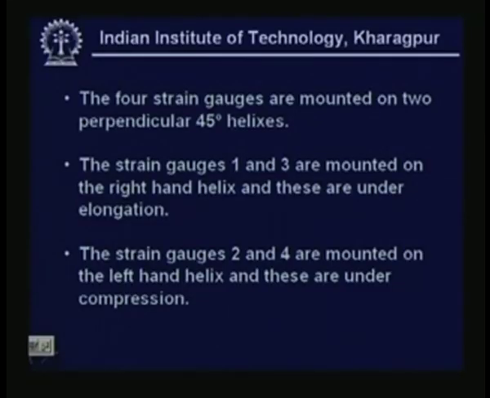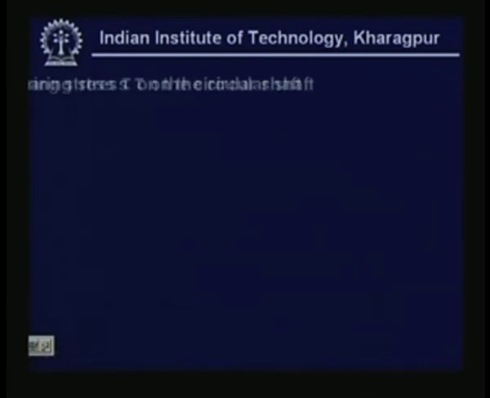We have also seen in the previous cases, when 2 strain gauges are under elongation and 2 strain gauges are under compression, we can put them in a Wheatstone bridge in such a way that our output will be quite large. If it is not 4 times, it can be quite large, because all the strain gauges are active. In all the previous cases in this lesson, we have seen that we can use a single strain gauge, but we are using multiple strain gauges to maximize the output voltage, right. So, strain gauges 2 and 4 are mounted on the left hand helix under compression, and strain gauges 1 and 3 are mounted on the right hand helix under elongation.